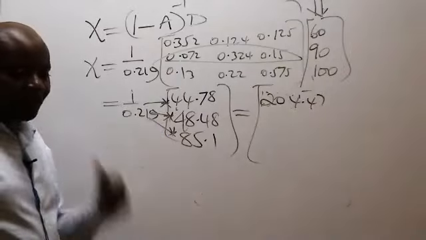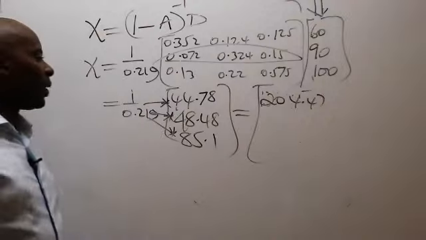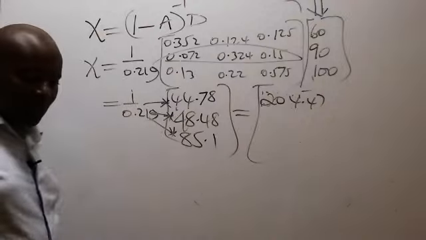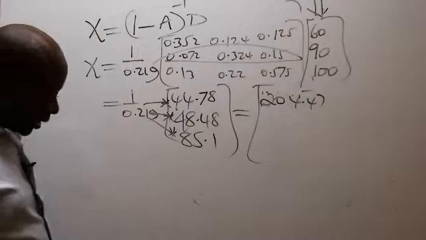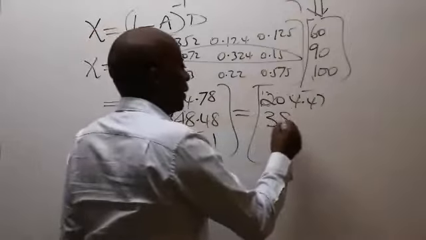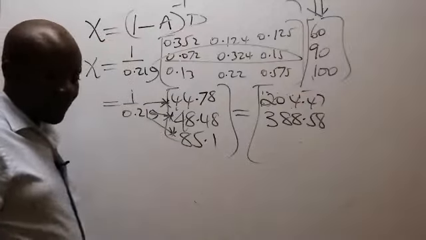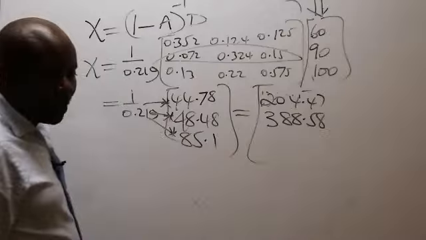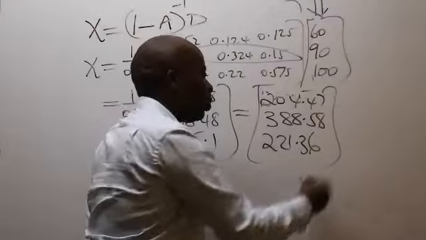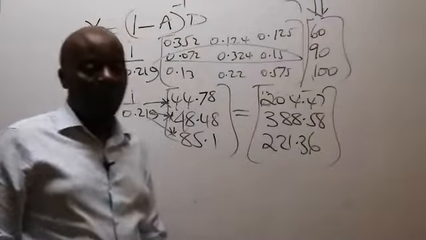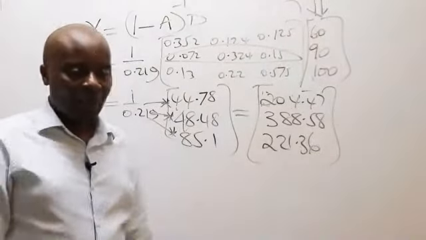The second one is this divided by this times this. Please give me a figure. 388.58. And then the last one is this divided by this times that. 221.36. And that is the answer. That is the final answer.